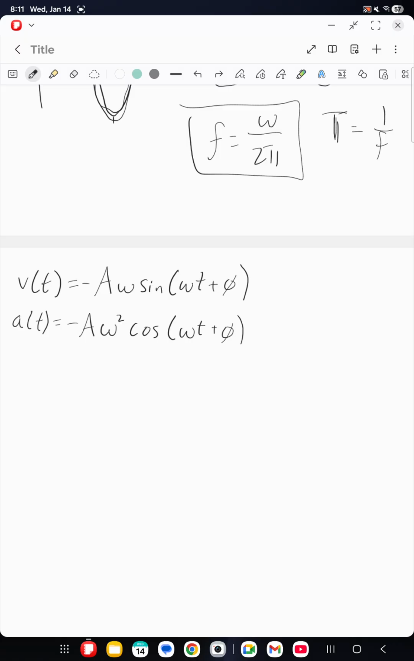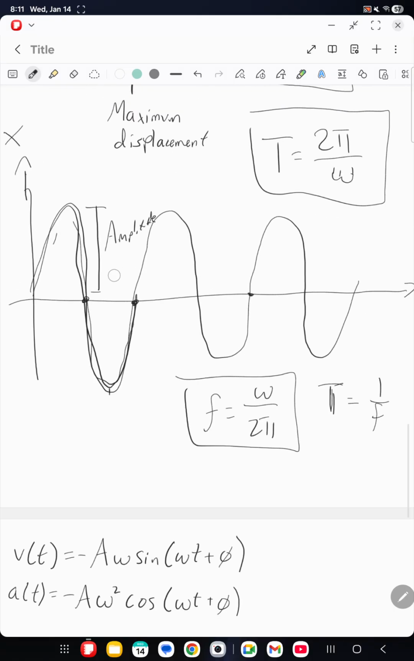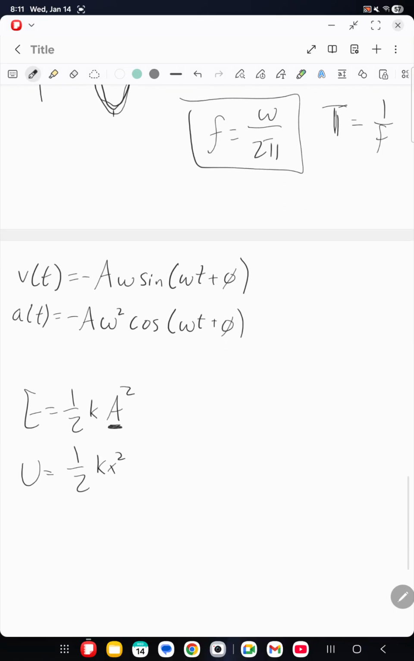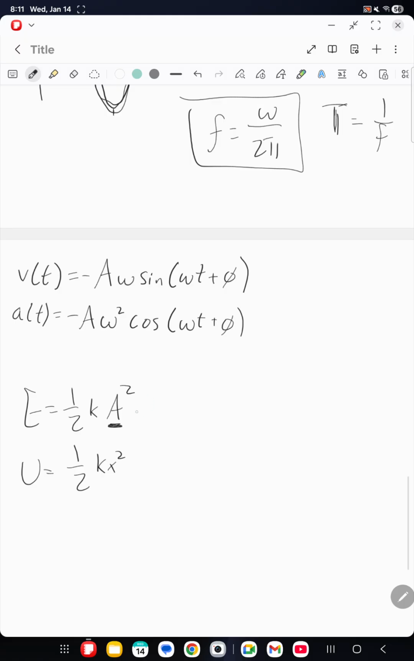Now to do the energy, the total mechanical energy in a system will be E is equal to 1 over 2 K A squared, whereas the potential energy will be 1 over 2 K x squared. So A, don't forget, is the amplitude of the wave. As you can see here, it's the amplitude. But you could also use it in this equation as the maximum displacement. So that's why it is the total mechanical energy. This is the potential energy.